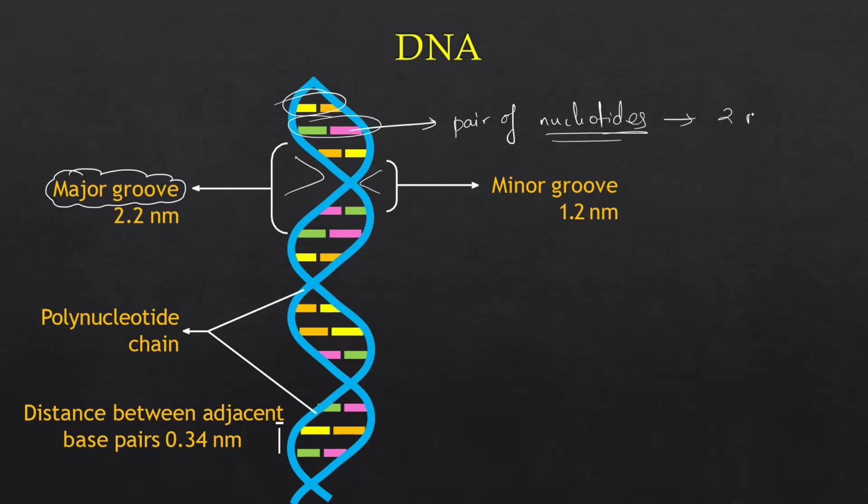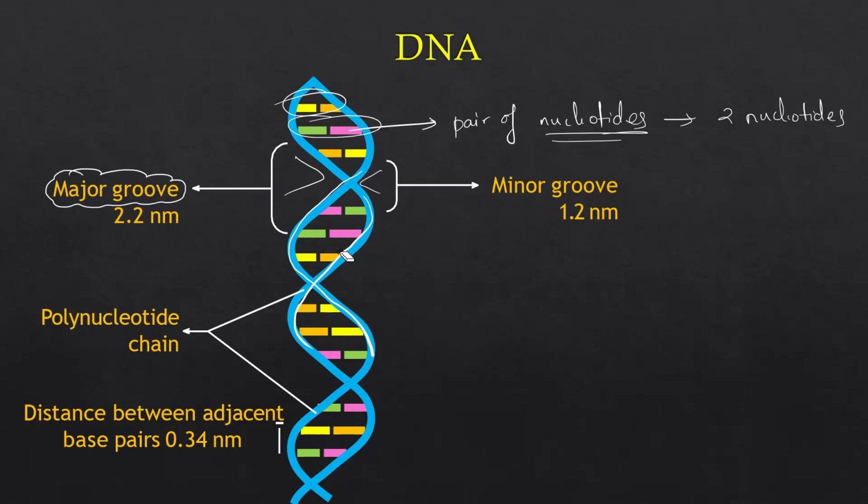That means there are two nucleotides on the opposite strands. This is one strand and the other is another strand, which are complementary to each other. One nucleotide of one strand and another nucleotide of the other strand join together. That's how they make a pair of nucleotides. We'll see in detail how these nucleotides are joined.